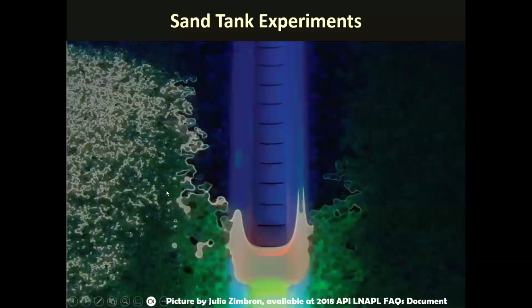This picture is from the API, the American Petroleum Institute, guidance on LNAPL. It's called the FAQ document. It's available online. The point of this picture is that the monitoring well shows very limited information, and that information is very hard to interpret with respect to what is happening in the formation. If you can picture this a few moments earlier, before the runner started hitting the monitoring screen, this screen was clean, and basically there was the same amount of contaminant in the formation.